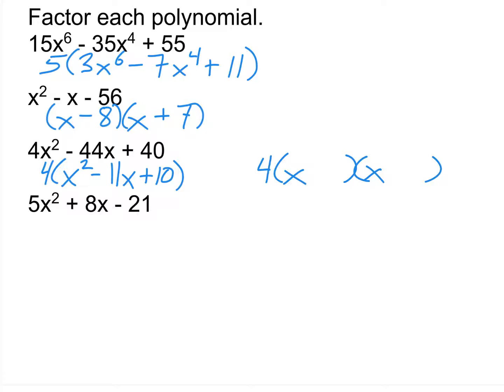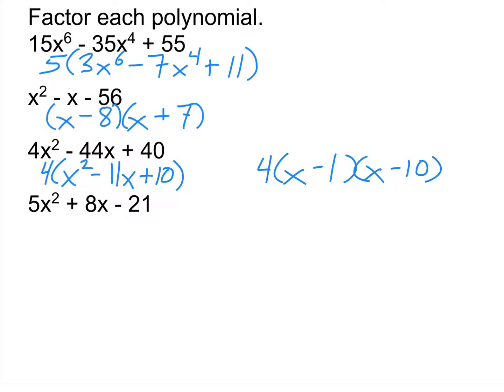So inside the parentheses, what multiplies to 10 and adds to -11? Sometimes this can actually be tougher than it probably should be for us because we're so used to ignoring 1 as an option. There's your factored form. 4 times x minus 1 times x minus 10.